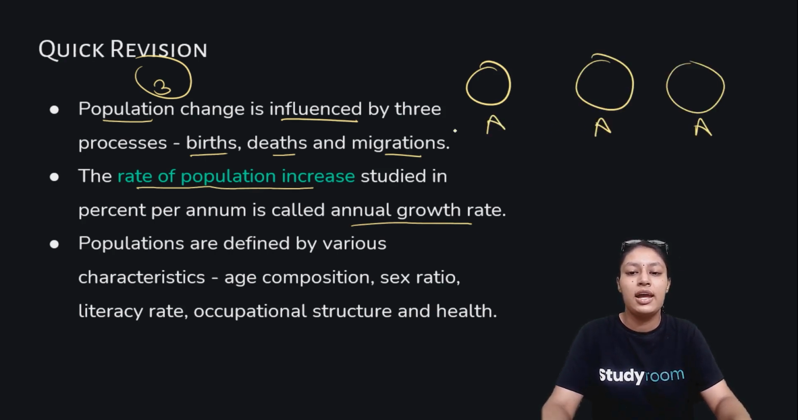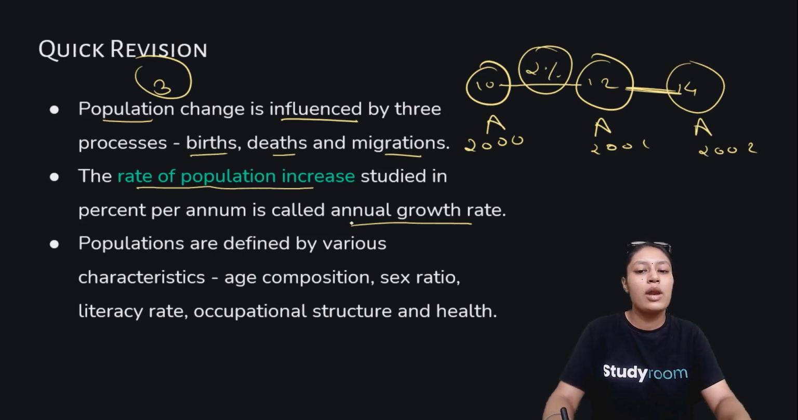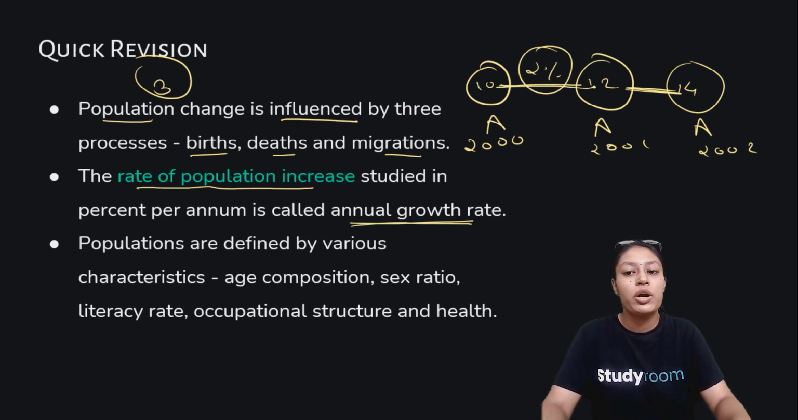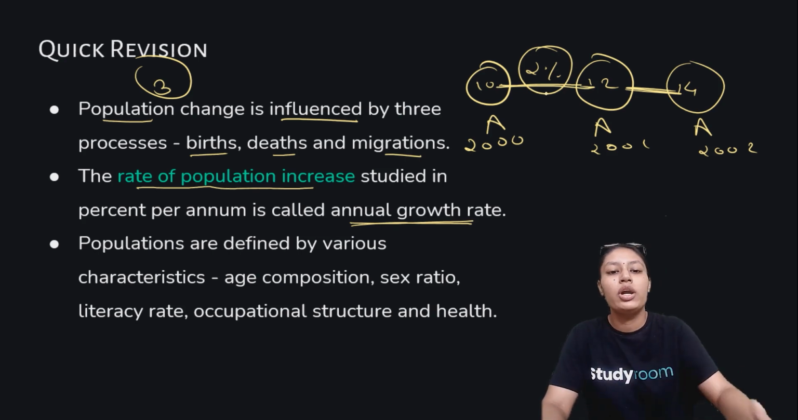Giving an example, let's observe area A. This is area A in 2000, 2001, and 2002. If in 2000 there are 10 people, in 2001 it's 12 people, and in 2002 it's 14 people, then at what rate is it increasing? At the rate of 2%, the population is increasing every year, right? So we call it annual growth rate: the percentage at which the population is increasing.